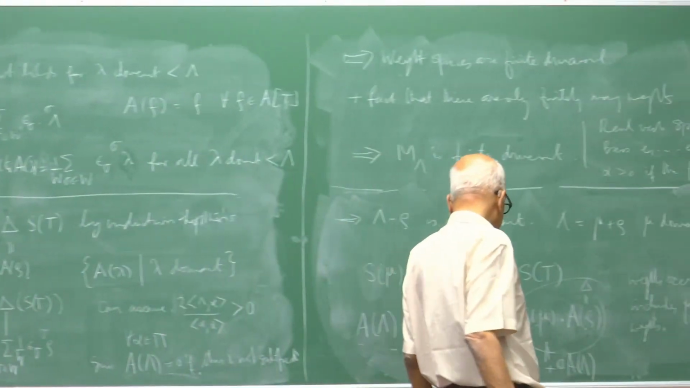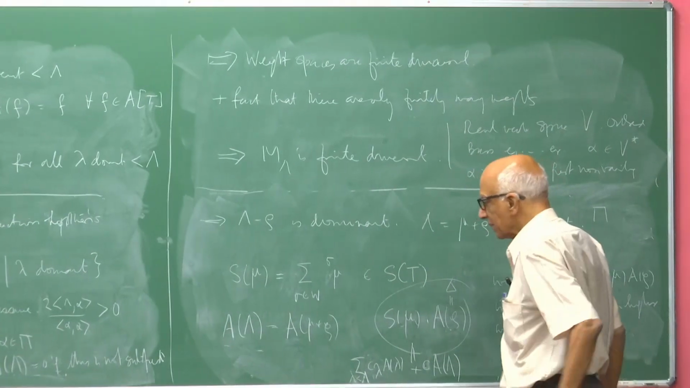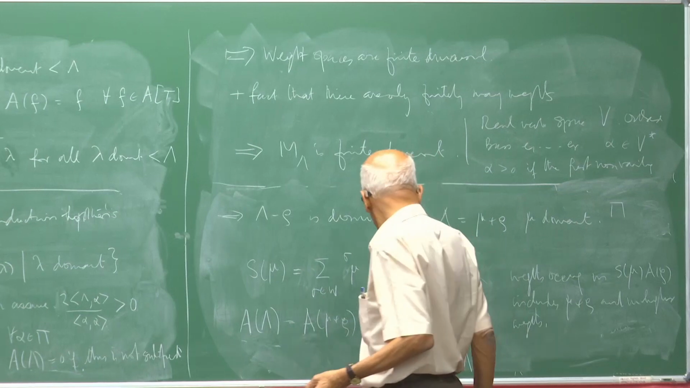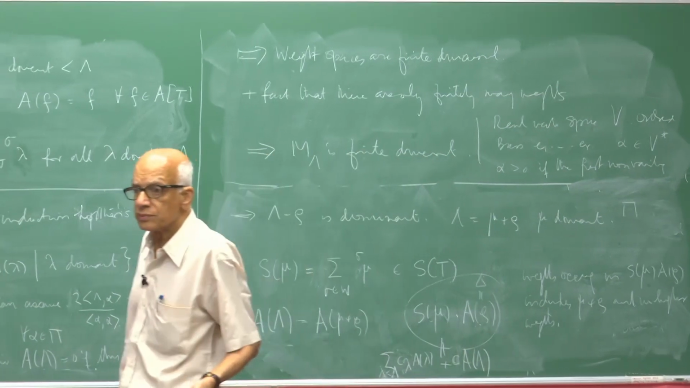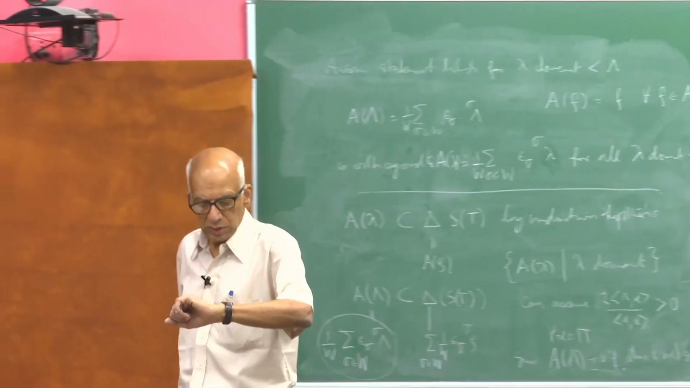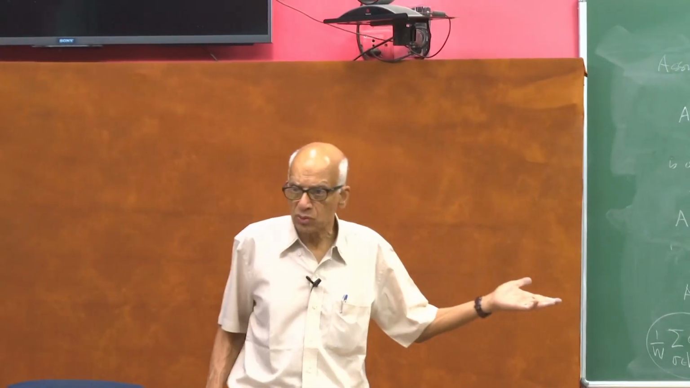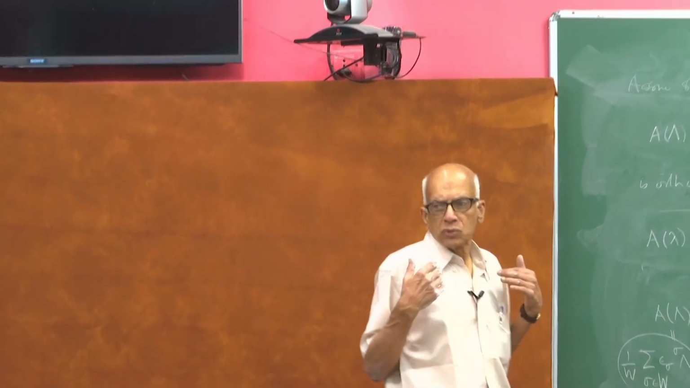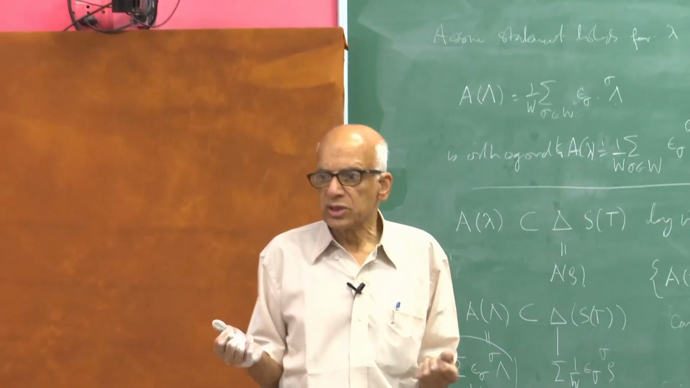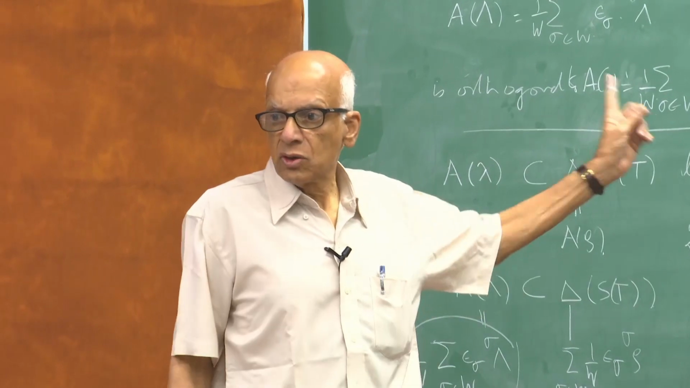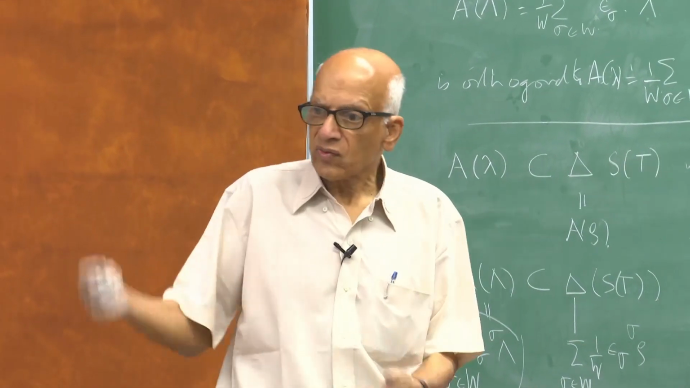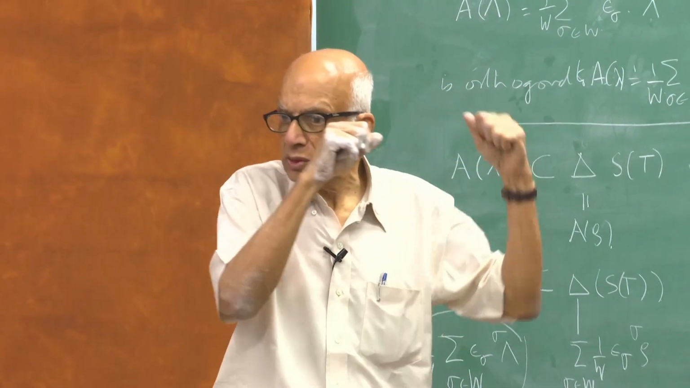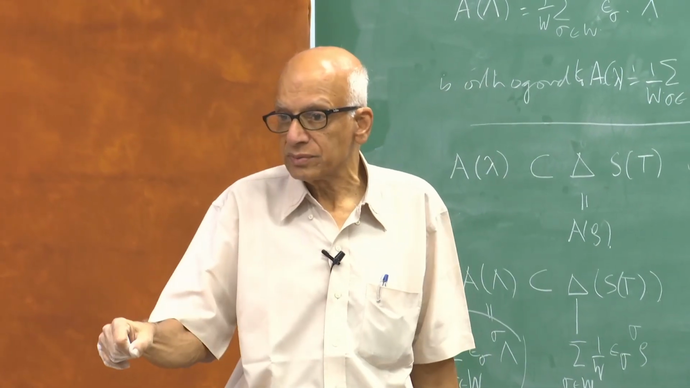Maybe a good point to stop. Time? Sorry, it's a good time to stop. I think this is a good point at which I'll stop. So next time I'll prove what is known as the Weyl character formula, which tells you how to write down the character given the dominant weight. And from that one can deduce what is known as the Weyl dimension formula, which tells you how to write down the dimension once you know the highest weight.